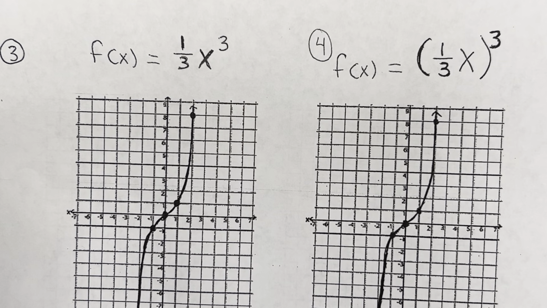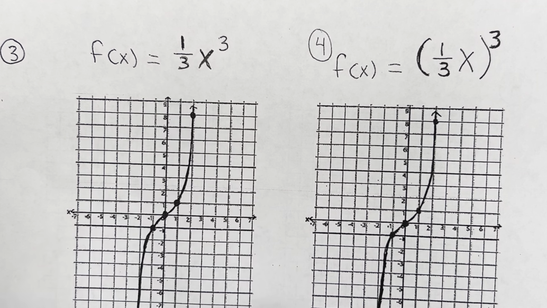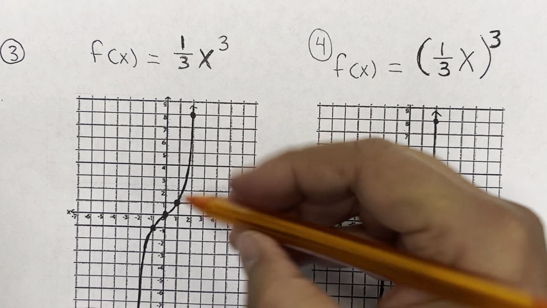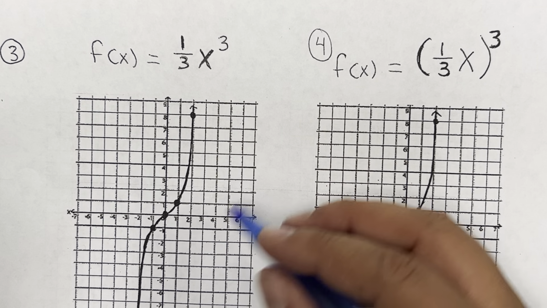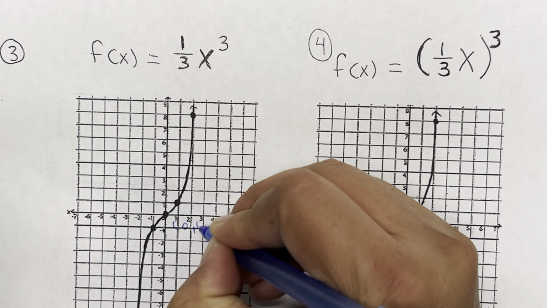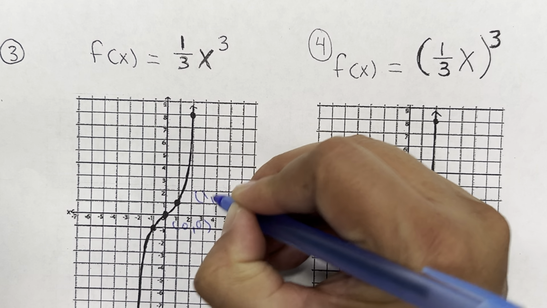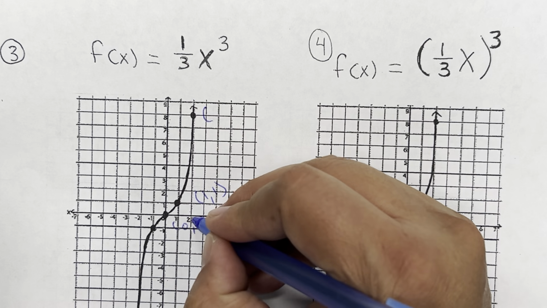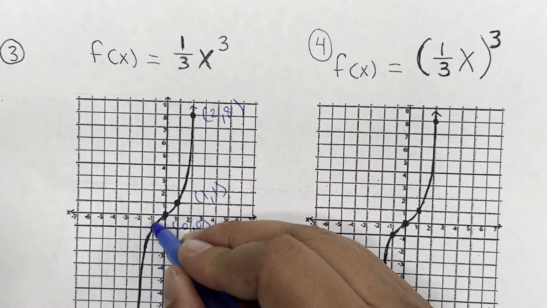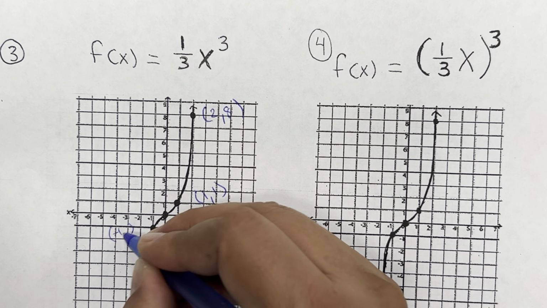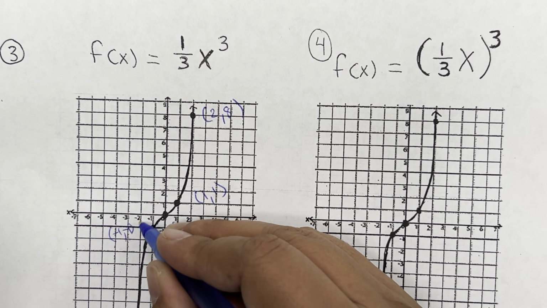Number 3 and 4. A fraction outside, it means like division, okay? A fraction is a division. And so each point is, again, outside relates to y, okay? So this is 0, 0. This is 1, 1. And this is 2, 8. Negative 1, negative 1. And negative 2, negative 8.